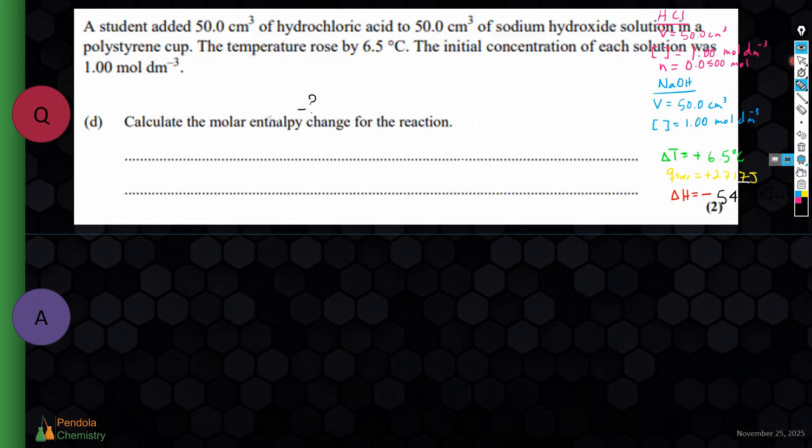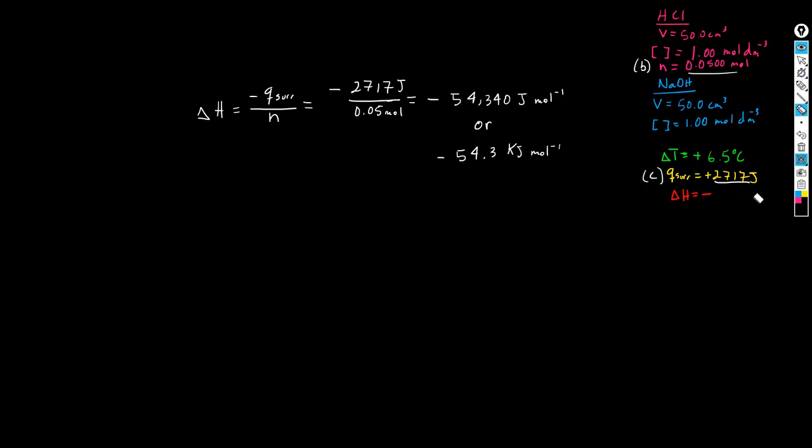Oops. Oh, let me write it in red, actually. That was a bad color for me to choose. So in red, 54.3 kilojoules mole to the negative 1, or negative 54,340 joules mole to the negative 1.